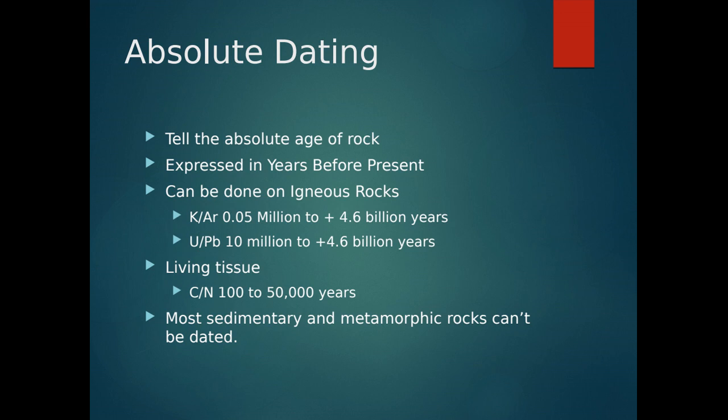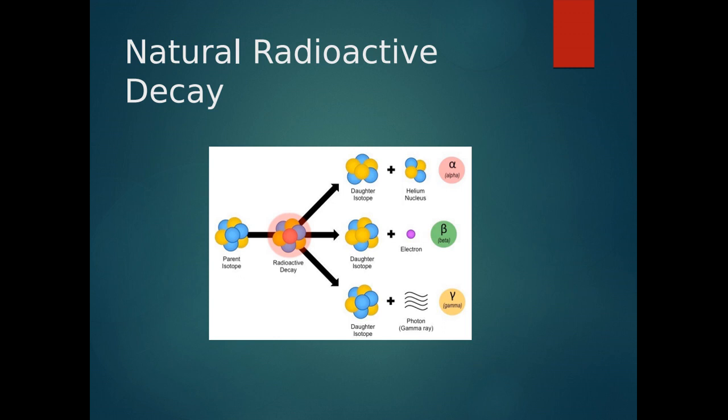But we can only do absolute dating on certain kinds of rocks. We can only do it on igneous rocks, and we can also do carbon dating on certain living tissues, but that only goes back 50,000 years. So geologically, that's not very old. So for stuff that's even a little bit old, radioactive dating is only going to be possible with igneous rocks. Metamorphic and sedimentary rocks basically do not subject themselves to radioactive dating.